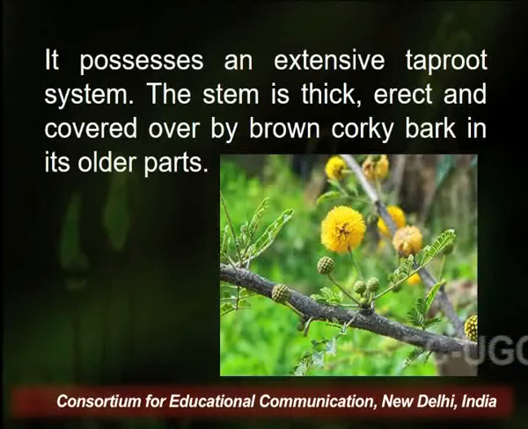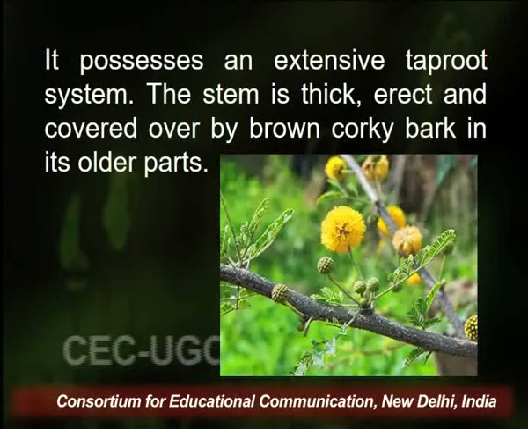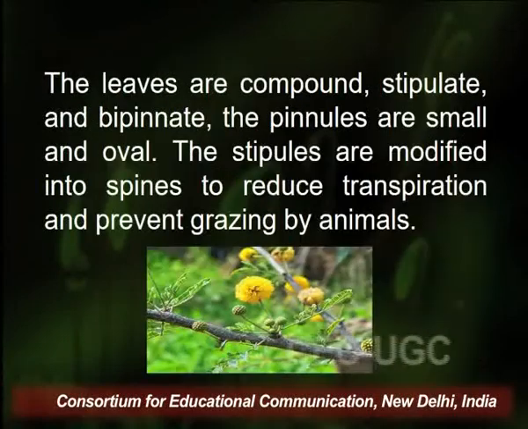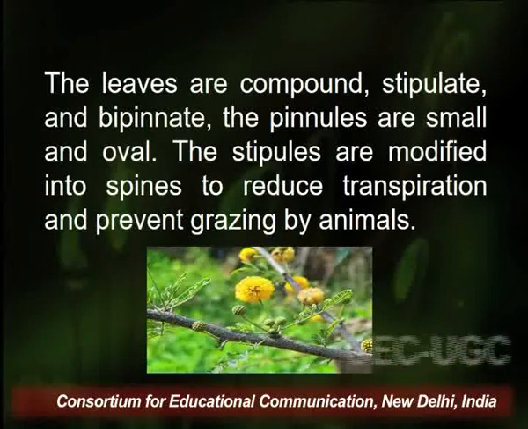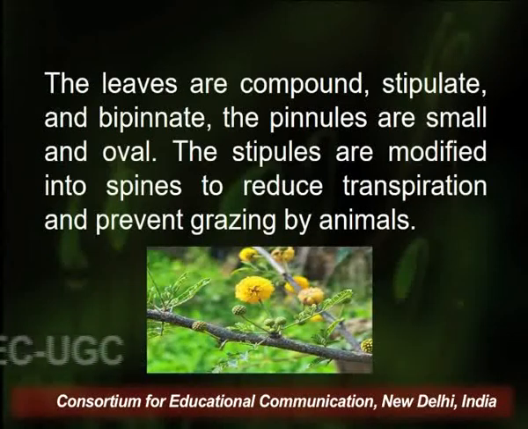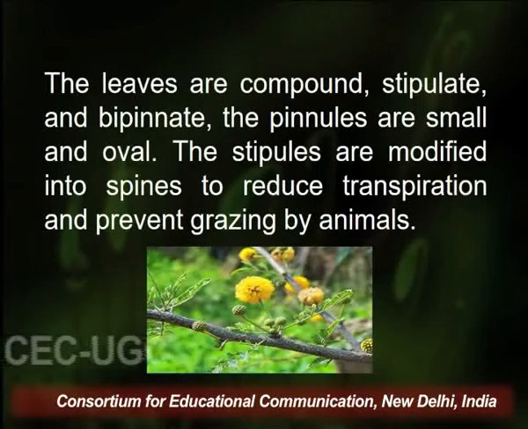The stem is thick, erect, and covered by brown corky bark in its older parts. The leaves are compound, stipulate, and bipinnate. The pinnules are small and oval. The stipules are modified into spines to reduce transpiration and prevent grazing by animals.